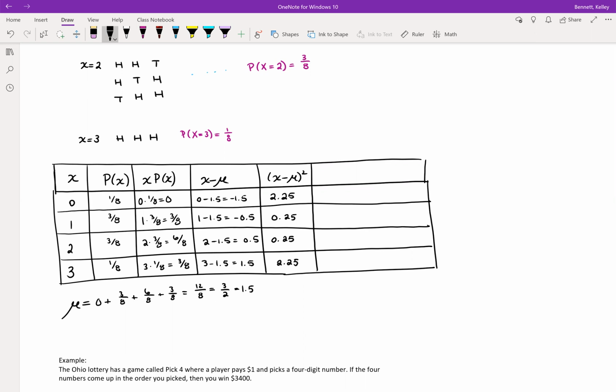So now I'm going to multiply this x minus mu squared times p of x. So now I'm multiplying my deviation squared by the probability. So that's 2.25 times 1/8, 0.25 times 3/8, 0.25 times 3/8, and 2.25 times 1/8.